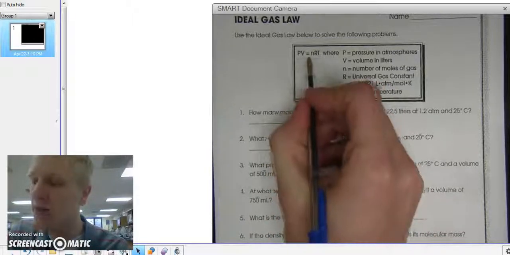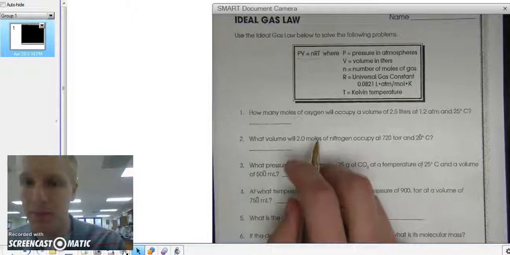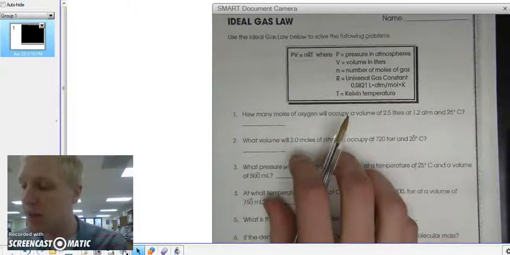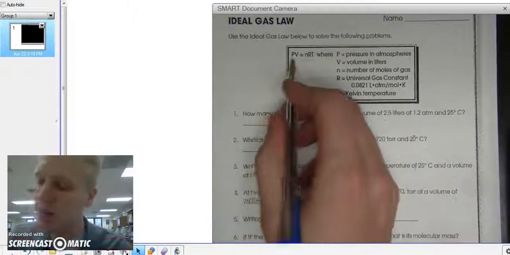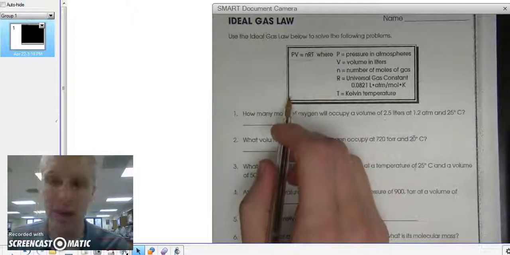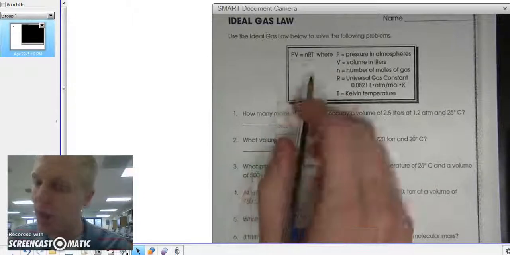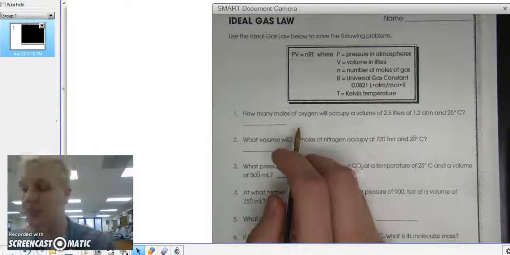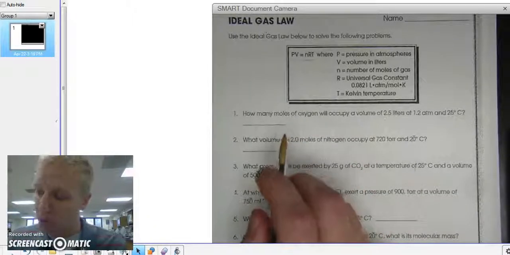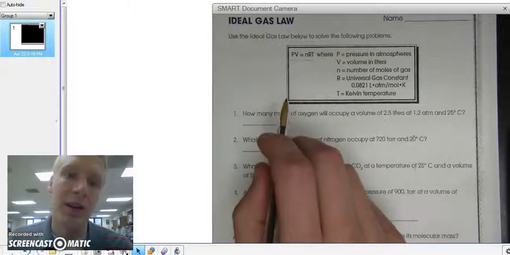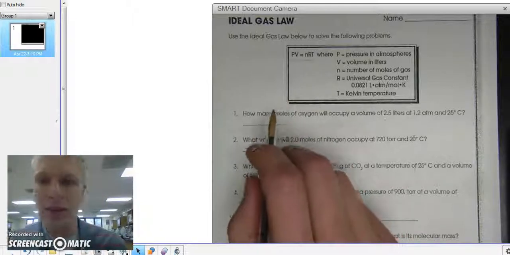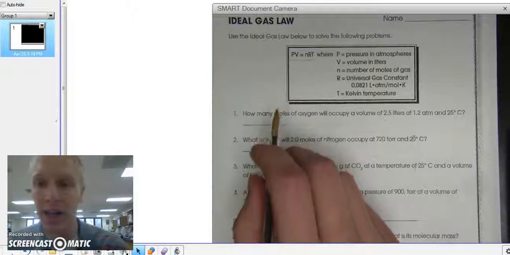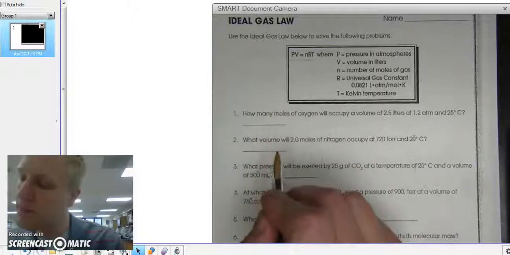PV equals nRT. Kind of looks like pervert, or pivnert, as people like to call it. PV equals nRT. P stands for pressure, V stands for volume, n is the number of moles, R is the universal gas constant, and T is temperature. Depending upon which number you use for the universal gas constant will determine whether you're going to be in atm or kPa or liters or milliliters.